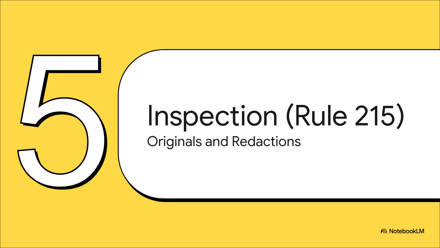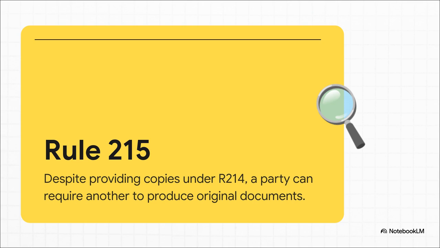Okay, finally, let's talk about the physical documents themselves. Once a document has been ordered to be disclosed, what are the rules around actually inspecting it? And can you black out certain parts? This is such a crucial tool in your toolkit. Remember Rule 215. It gives a party the right to see the real thing, not just a photocopy.